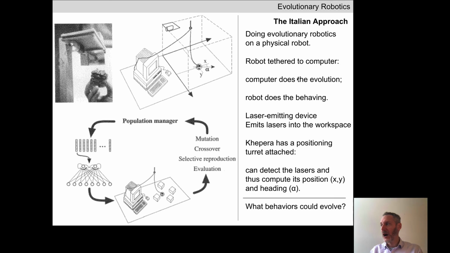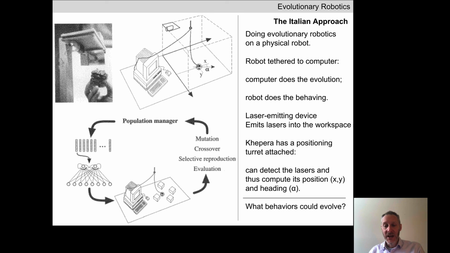Okay. Our robot is going to do the behaving here. It's going to move around. They placed a laser emitting device in the upper corner of the box, which sent out lasers onto the tabletop. The robot had just enough computation on board to recognize the lasers, and based on which laser it detected and the strength of that laser, the robot was able to determine its current position, X and Y on the table, and alpha, its orientation on the table.